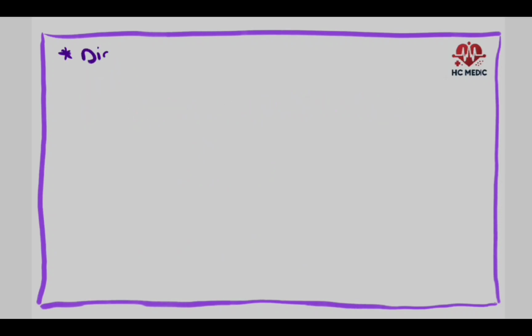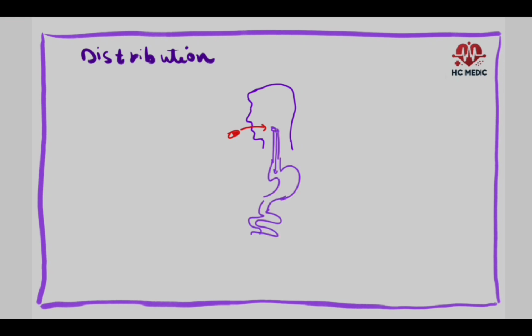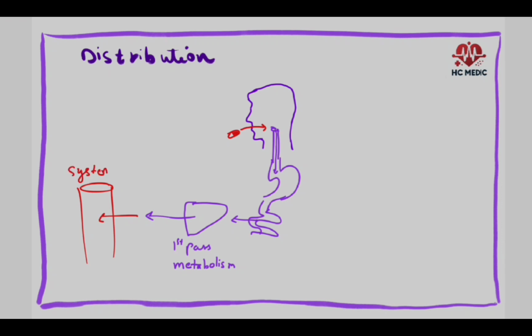Before discussing distribution, let's revise absorption very quickly. We will take the example of the oral route. The drug enters the GIT and gets absorbed in the intestine, passes the liver and undergoes first pass metabolism, then enters the systemic circulation. This is what we call absorption. After this, the drug will enter the tissues, which we call distribution.